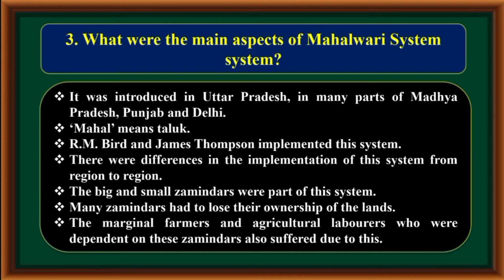The big and small zamindars were part of this system. Many zamindars had to lose their ownership of the lands. The marginal farmers and agricultural laborers who were dependent on these zamindars also suffered due to this. These were the main aspects of Mahalwari system.